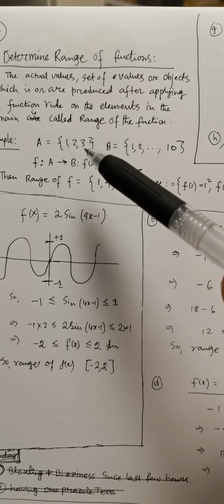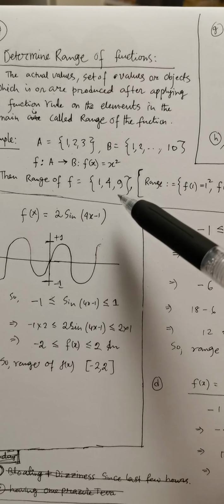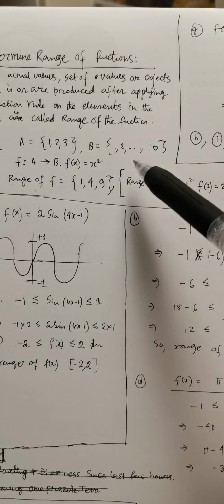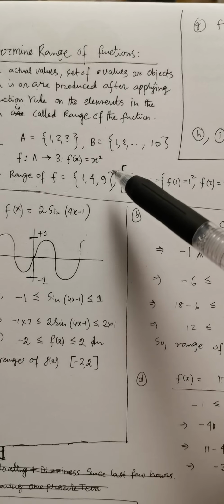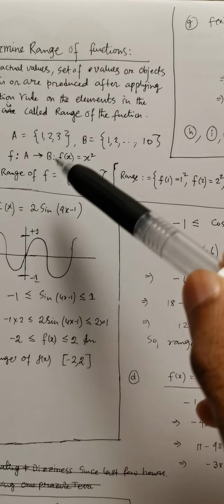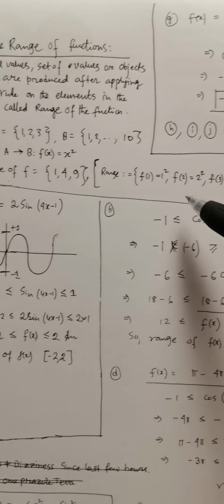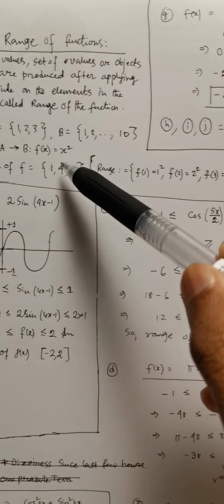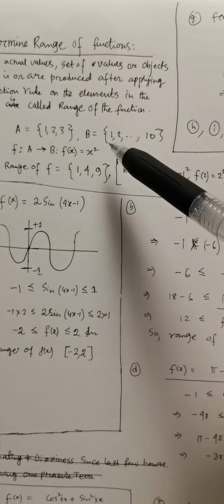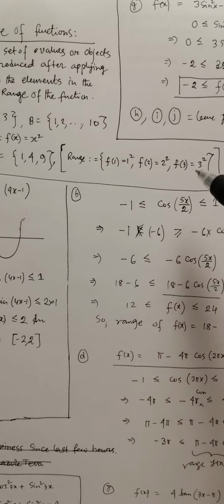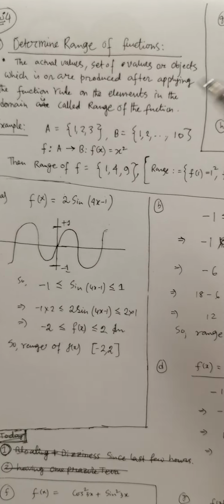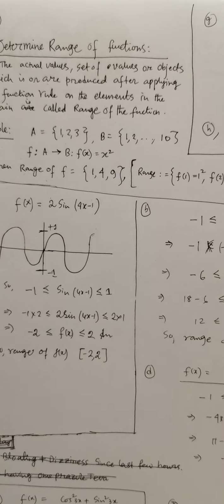The range of f will be simply 1, 4 and 9. In other words, where does 1 go under this function? f of 1 is 1 square, which is 1, and then f of 2 is 2 square, which is 4. That's why 4 is in the range, and then f of 3 is 3 square, which is 9. So the range is the outputs you get when you apply the function.